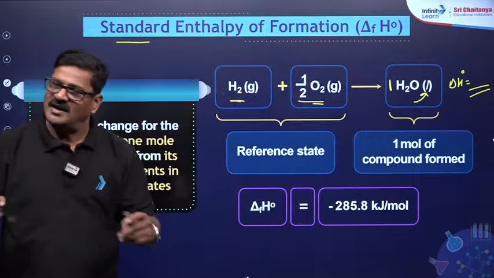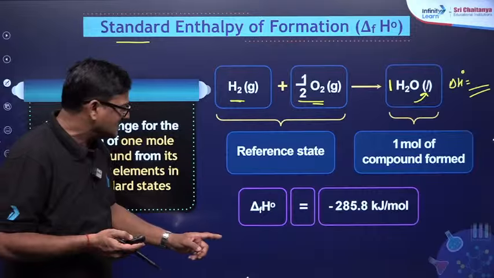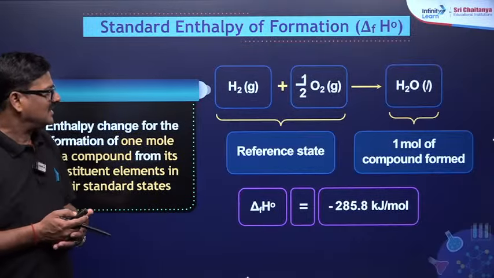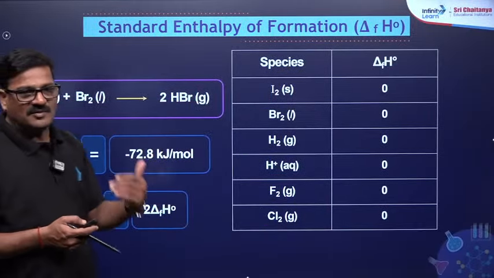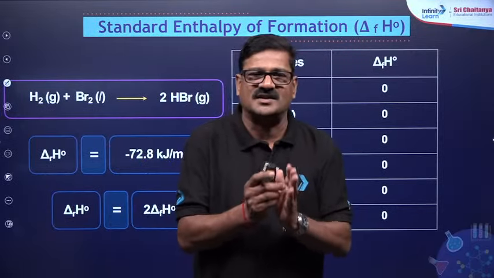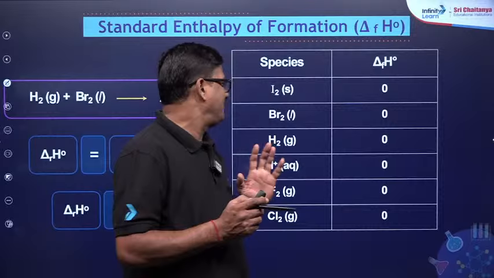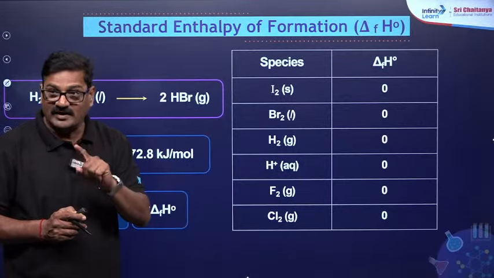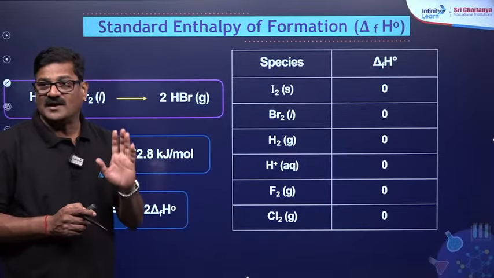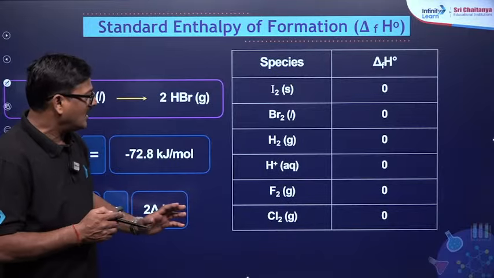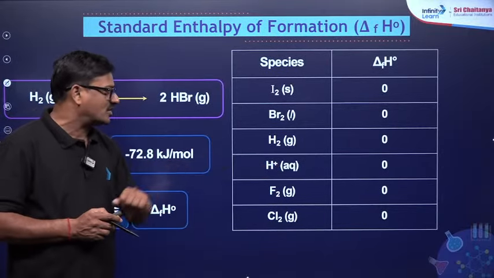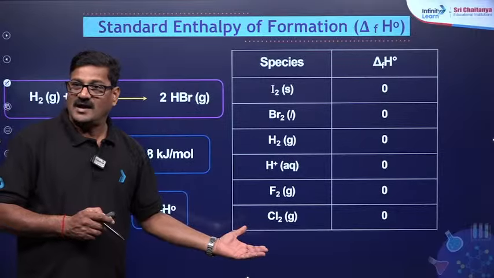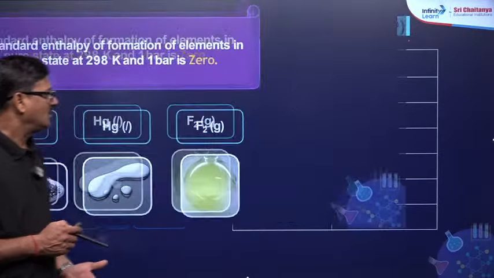Okay, whatever the value, let it be any value, right? And that value is experimentally calculated to be minus 285 point something, right? And what is the standard state? Enthalpy of formation of a standard state substance is going to be 0. That's very important. So enthalpy of formation of iodine solid is 0, bromine liquid is 0, hydrogen gas is going to be 0, and hydrogen plus aqueous is going to be 0, F2 gas, chlorine gas has to be 0. Okay, and a very important thing I want to say, look at this.